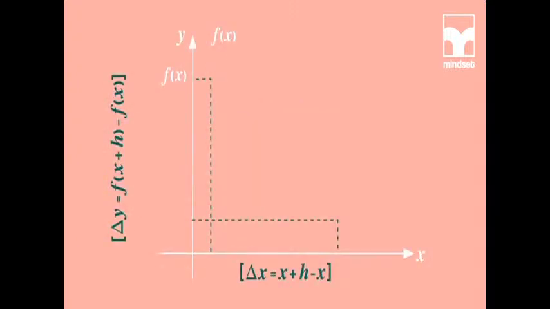We can determine the average gradient of the curve, where h is the horizontal distance between the 2 points, by drawing a secant through the points with x coordinates of x and x plus h.